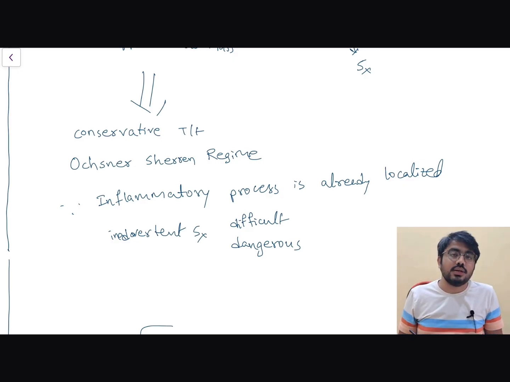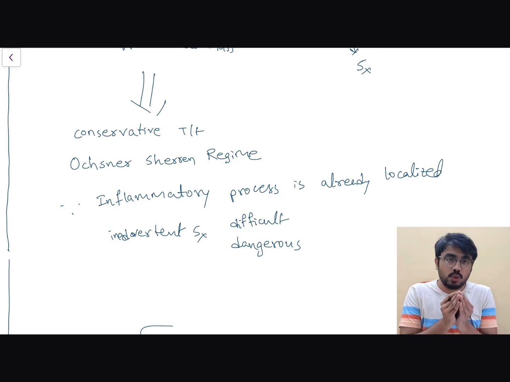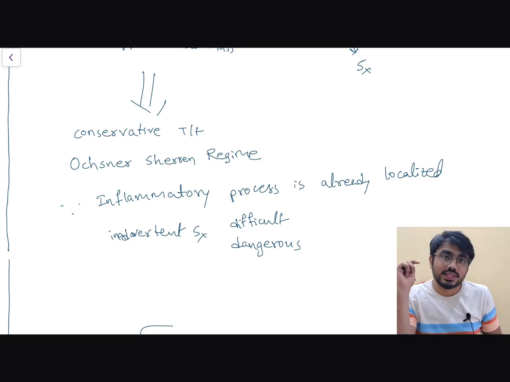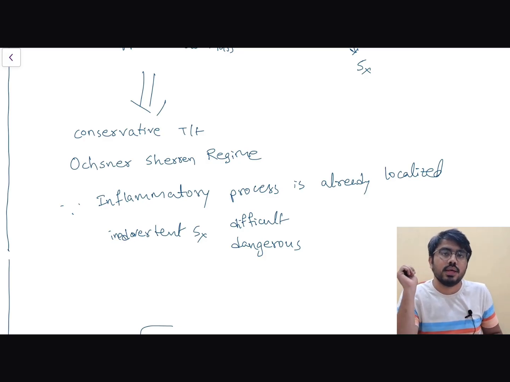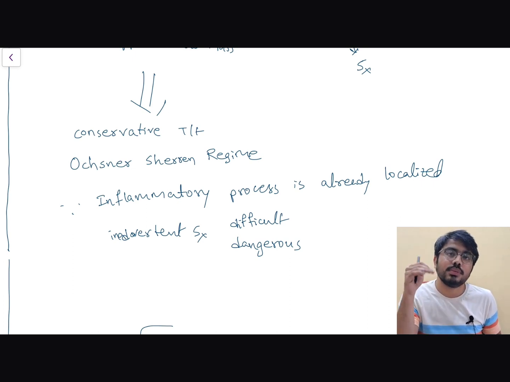Because of this reason, already the inflammatory process is localized due to the mass, and now even surgery is also risky. Why? Because it is a difficult approach. Whenever there is a mass, it is difficult to approach. Because of these reasons, conservative method of treatment is a much better option for appendicular mass.